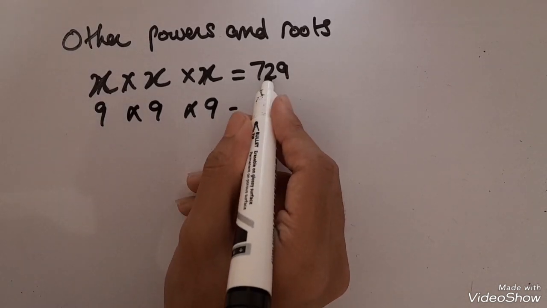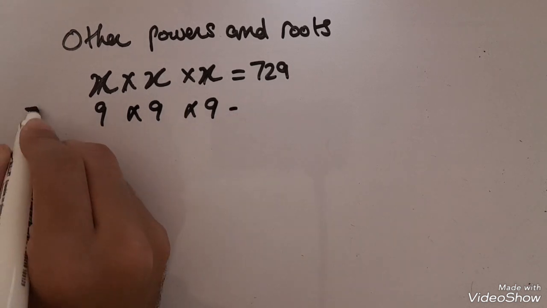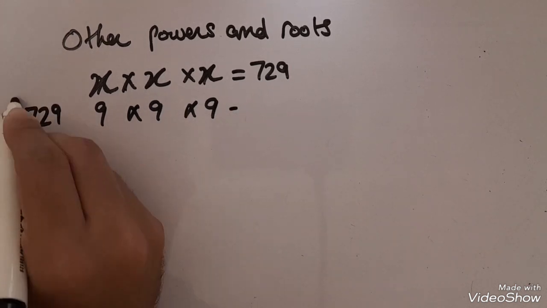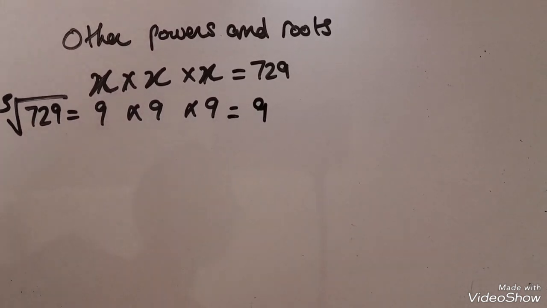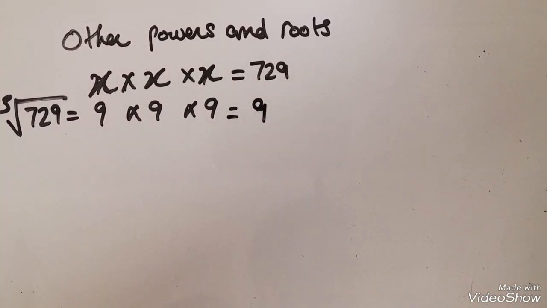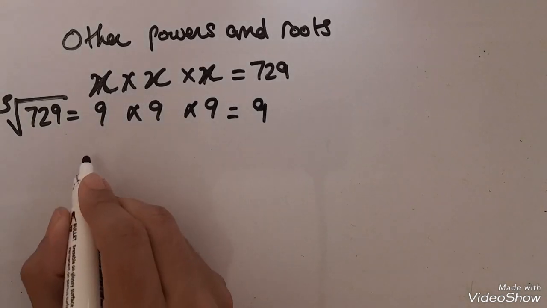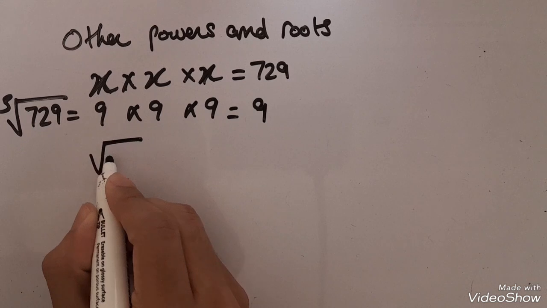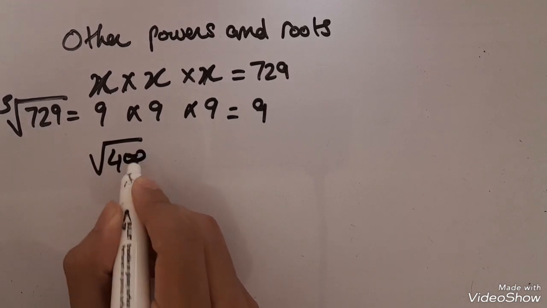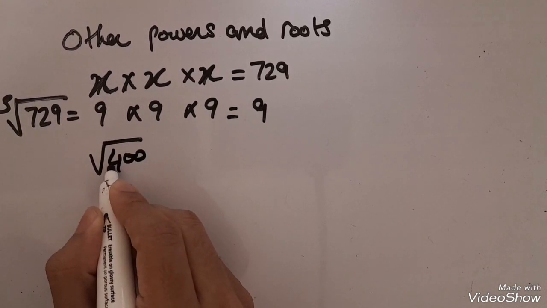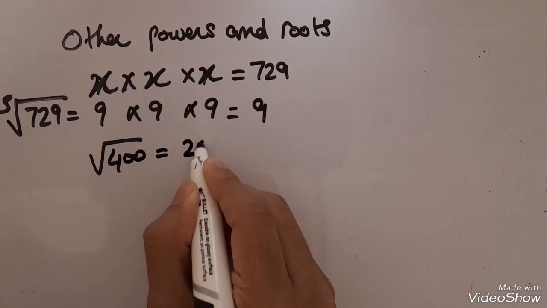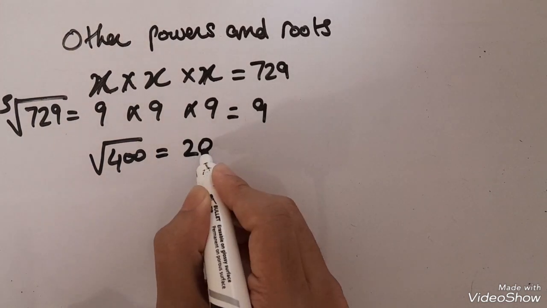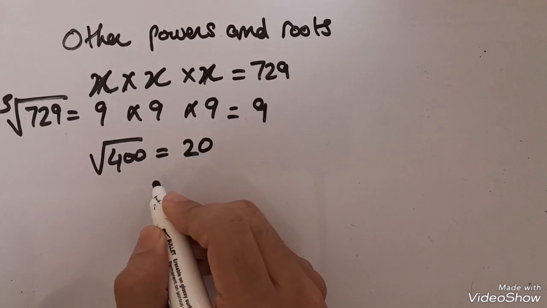So the square root of 729 will be 9. Or for example, if we have 400, the square root of 400: the square root of 4 is 2, so we write 2, and then there are 2 zeros, so we put 1 zero over here, which will be 20. 20 squared will be 400.